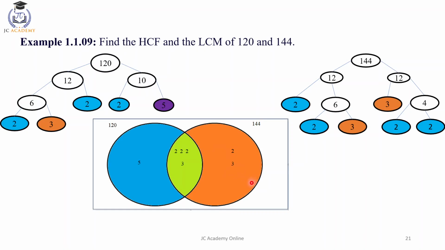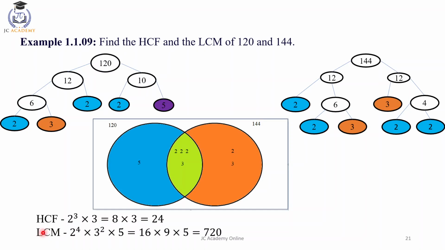Okay. Now using this information, we can obtain our answer, which is to find the highest common factor. Well, the highest common factor is just the green region here. So what's inside the green region? We have 2 times 2 times 2 times 3. In other words, we have 2 to the power of 3, in other words, the 2s multiplied by 3, which is equal to 8 times 3, which is equal to 24. So the highest common factor of 120 and 144 is 24.